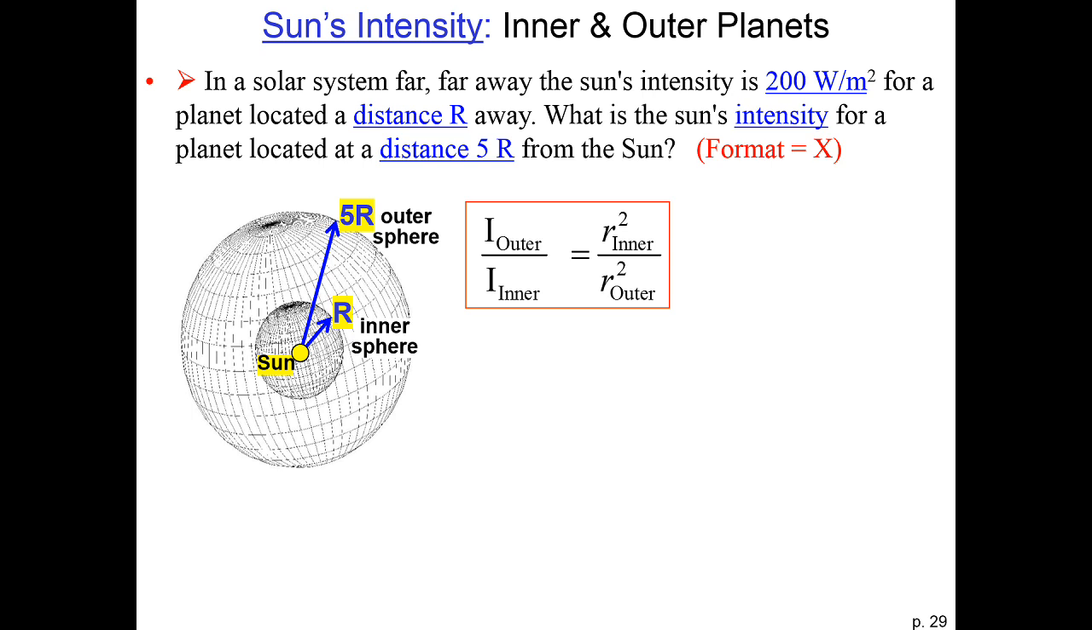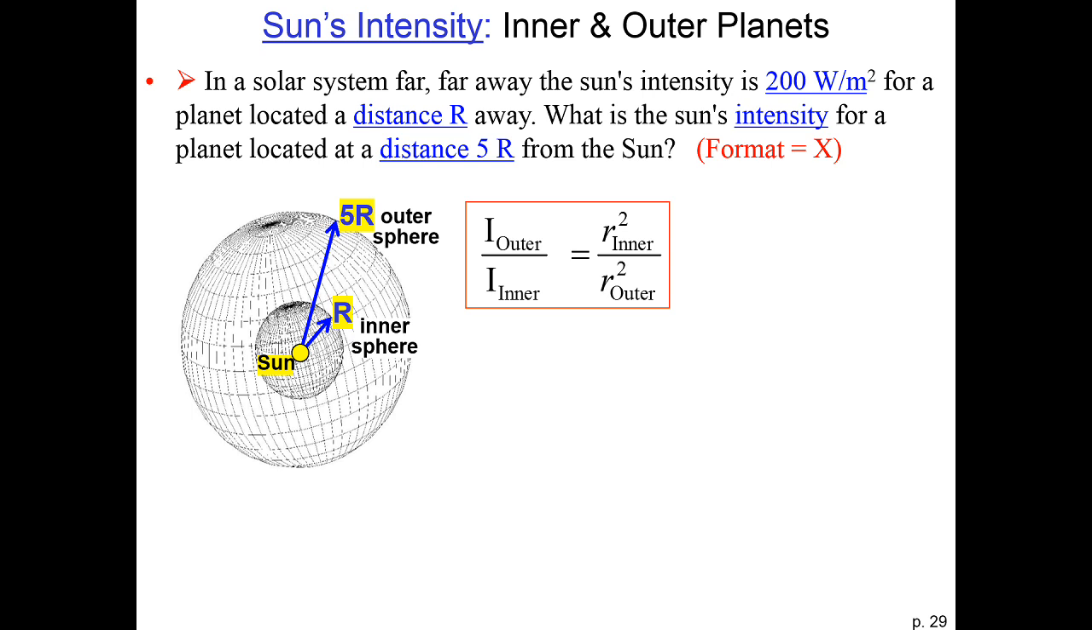Notice the intensity is related to the inverse square of the distance. So if you double the distance, then your intensity will decrease since you're further away, and it will decrease by a factor of 4. So the radius is doubled, so you square 2. 2 times 2 is 4, so it's 4 times smaller.